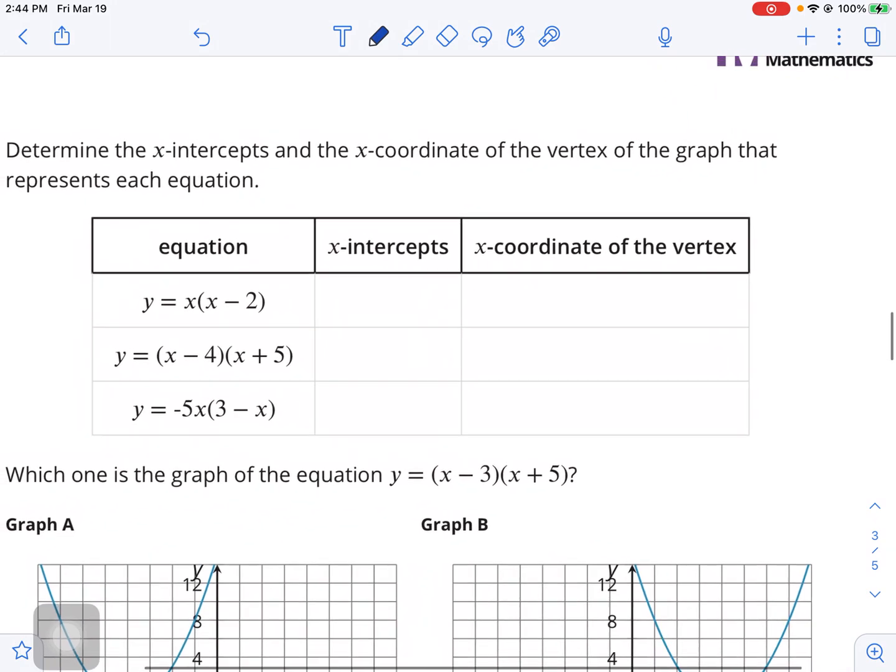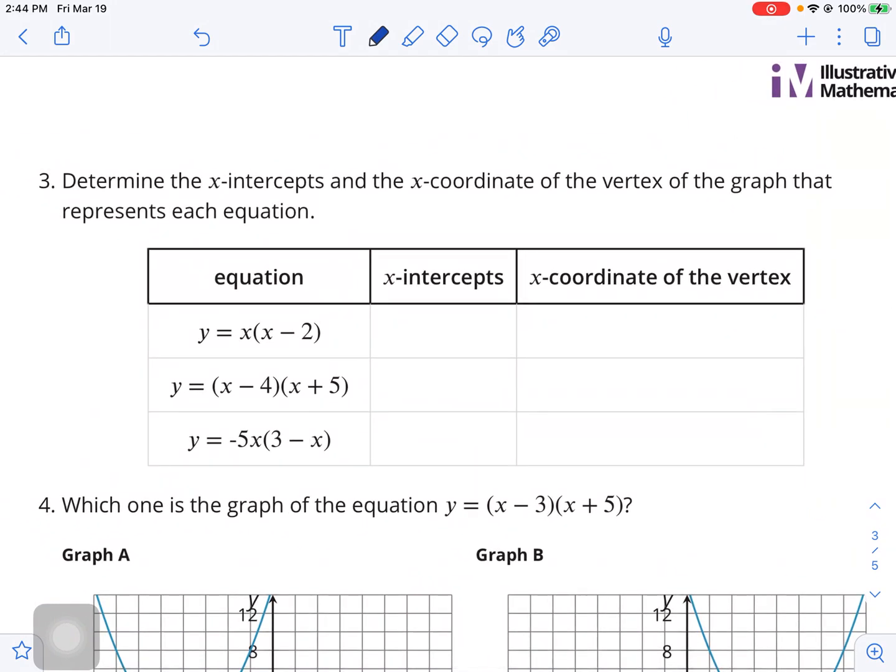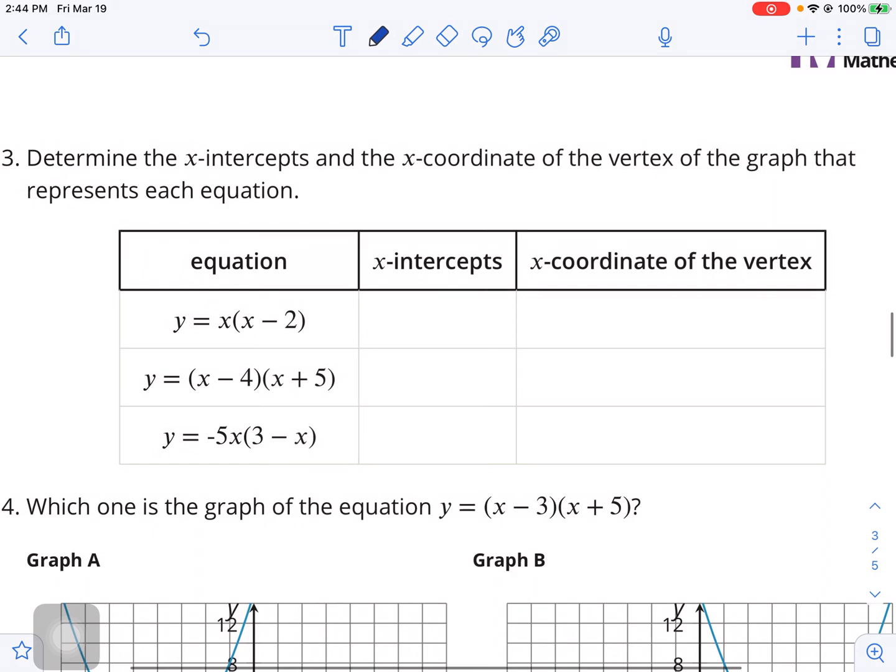Number 3, again, we're going to identify x-intercepts and then the x-coordinate of the vertex. So for my two x-intercepts for this first one, set that equal to 0, and then set this equal to 0, we get 0, 0, and 2, 0. And halfway between those two x-coordinates, 0 and 2, I would take 0 plus 2, divide by 2, and so the x-coordinate of the vertex is 1.